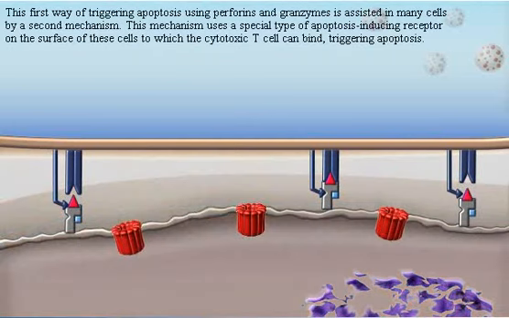This first way of triggering apoptosis, using perforins and granzymes, is assisted in many cells by a second mechanism. This mechanism uses a special type of apoptosis-inducing receptor on the surface of these cells to which the cytotoxic T cell can bind, triggering apoptosis.